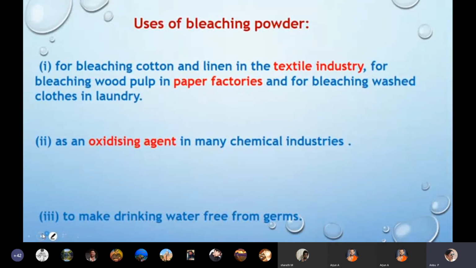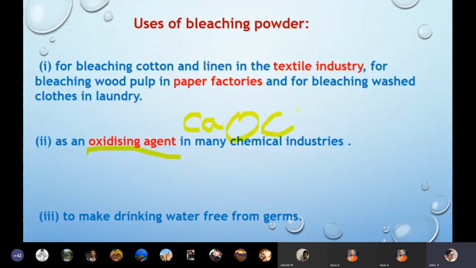And the second thing is that it is used as an oxidizing agent. In the first lesson we already saw what an oxidizing agent is. It means that the chemical substance that delivers oxygen in the chemical reaction is called an oxidizing agent. In the case of bleaching powder, we just saw that the formula is calcium oxychloride. It is CaOCl2.